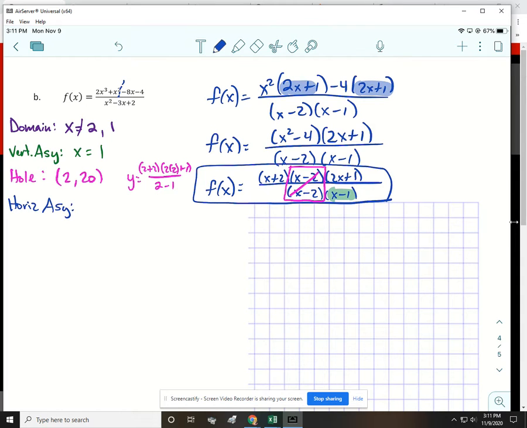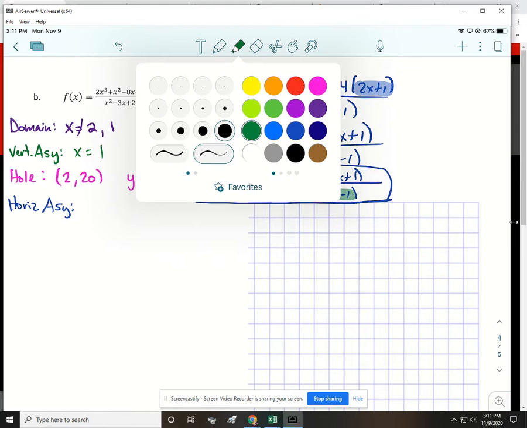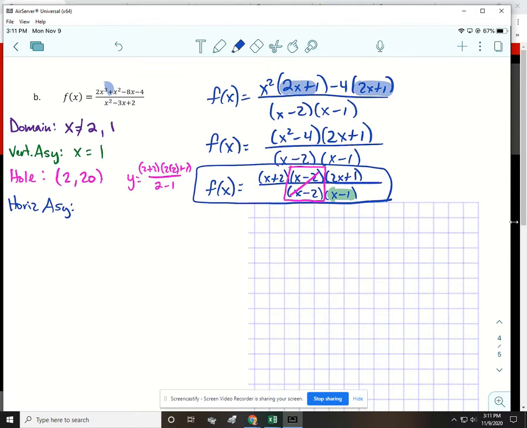All right, then our horizontal asymptote. We're looking at the degree of the numerator and the degree of the denominator. We have 3 in the numerator, we have 2 in the denominator. When the numerator degree is larger than the denominator, there is no horizontal asymptote, which was nice, but now that means that there could possibly be a slant asymptote.